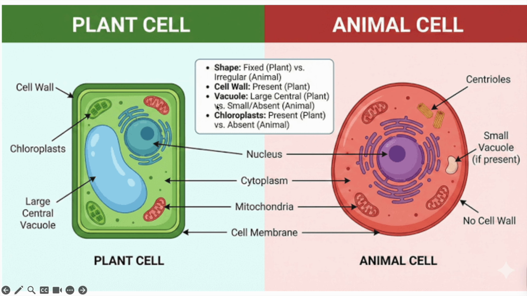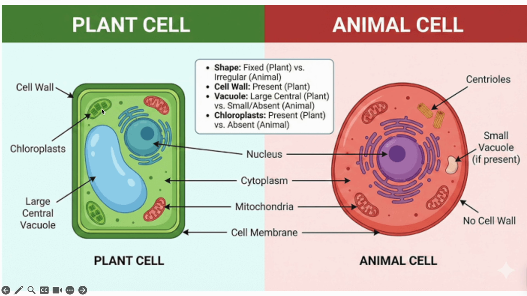Okay? Another difference you should know is that plant cells carry a large central vacuole. This is where water is stored. Animal cells do not have that. If they do, it's going to be very, very small.